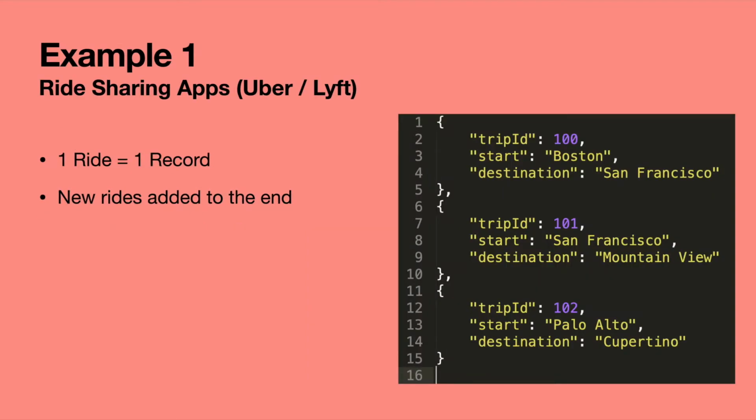For a more practical use case, let's look at some examples where we can use Kafka. Imagine a ride-sharing app like Uber or Lyft. Each ride can be one record in Kafka. Whenever a new ride gets requested, we add it to the end of the list. To the right, you can see we have 3 Kafka records, and each record has all the information related to that ride.